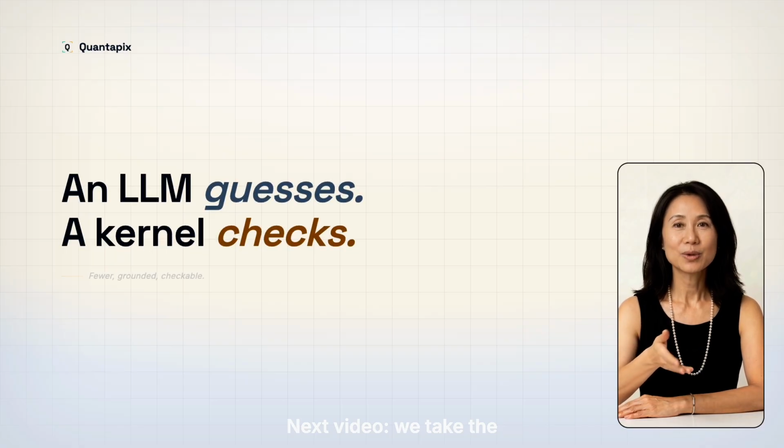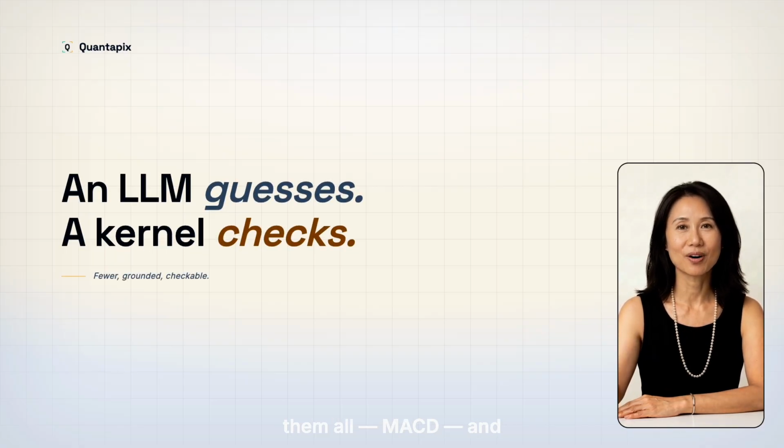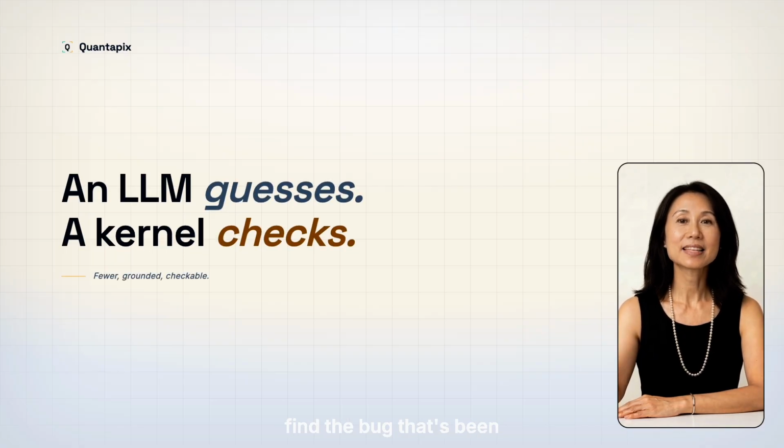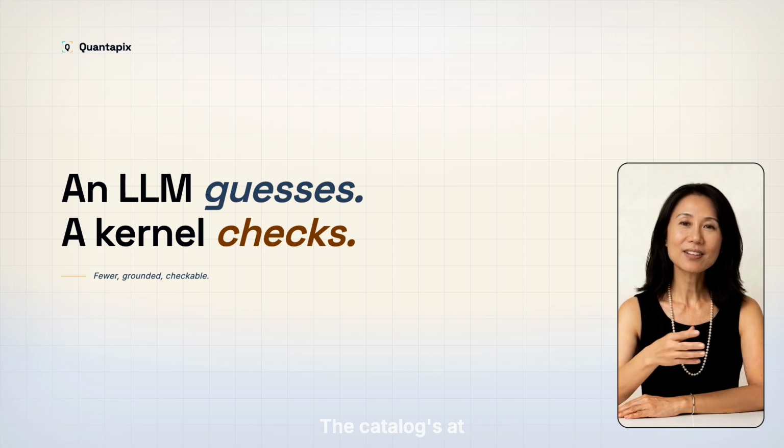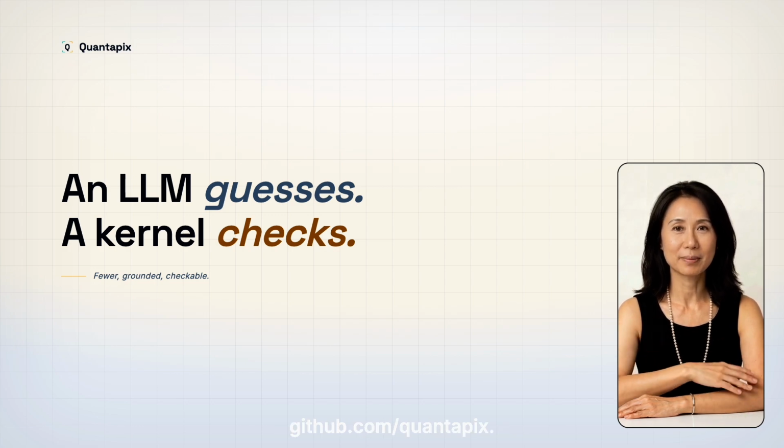Next video, we take the most famous indicator of them all, MACD, and find the bug that's been hiding in plain sight for 40 years, the one where the textbook formula and the reference implementation quietly disagree. The catalog's at github.com/Quantapix.